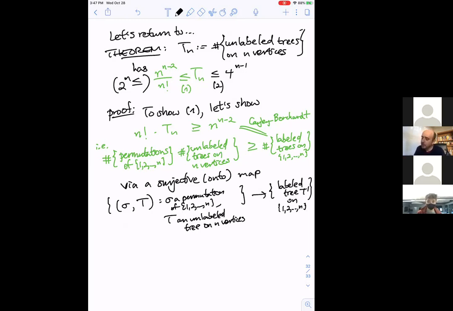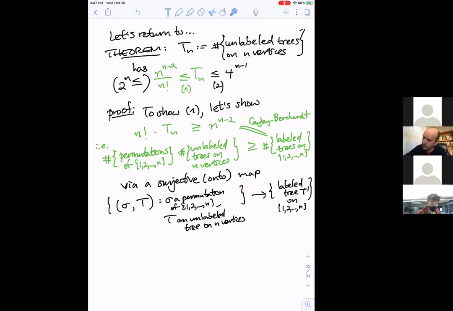Right, so the key word here is surjective. This set right here, of all these ordered pairs, so I have a permutation and a tree, its cardinality is this number times this number. It's what's called a Cartesian product. You just take all ordered pairs from one set and the other, and by the multiplication principle, it's got this size. So if there's a surjective map from this set to that set, then this number must be greater than or equal to that number.